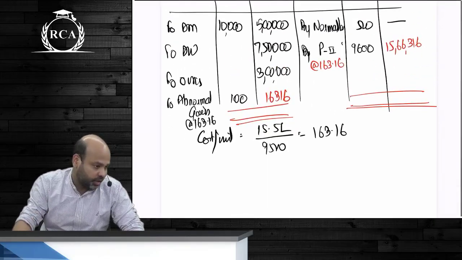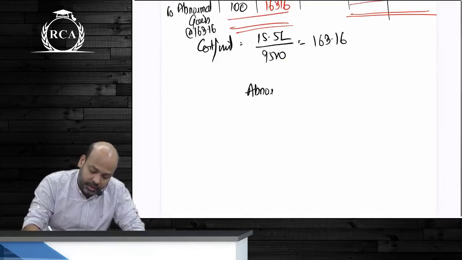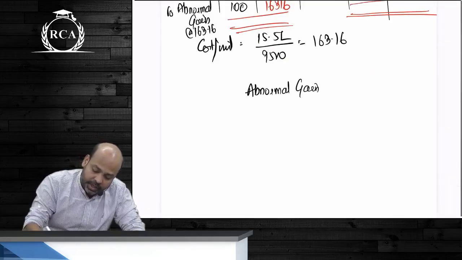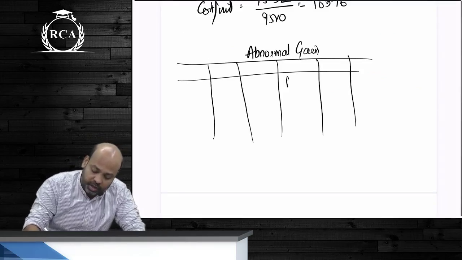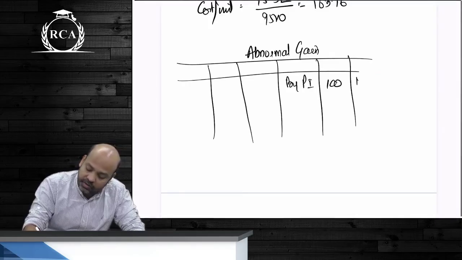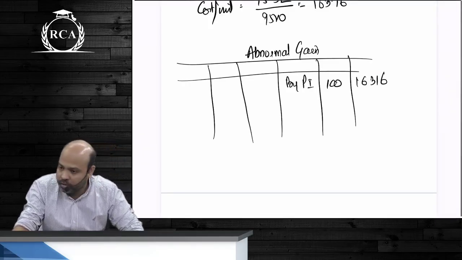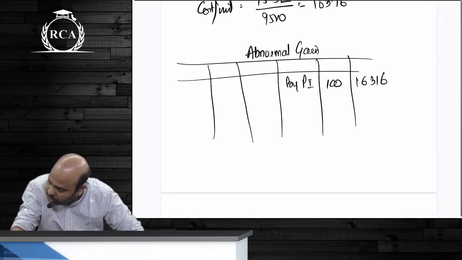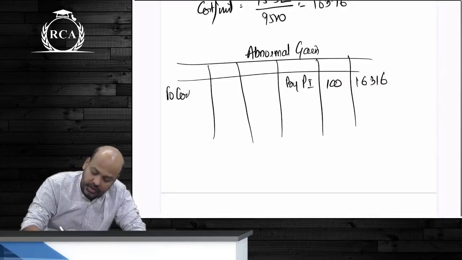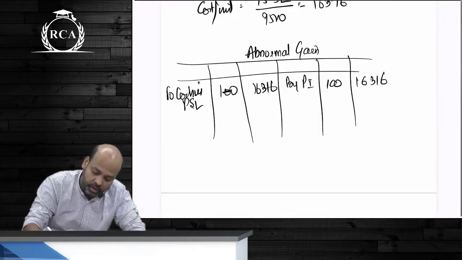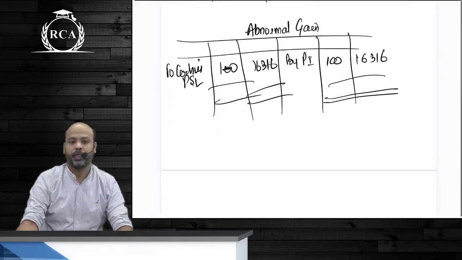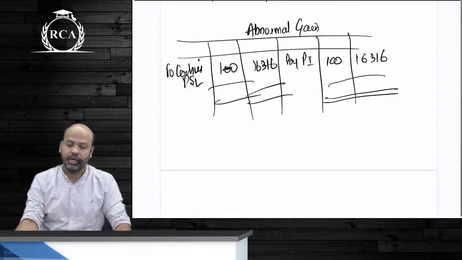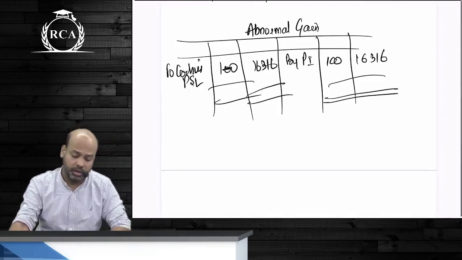If you've all done this, make the abnormal gain account with me now. Remember, abnormal gain will not come on the debit side. It will come on the credit side. I will write by process 1. We have brought in 100 units from process 1 valued at 16,316 rupees. What do I do with this? Any abnormal losses or gains will be transferred to costing P&L. But this is now a gain that goes to your costing P&L account. Are we clear about this? Instead of a loss, we have a gain now that will get transferred to costing P&L account.